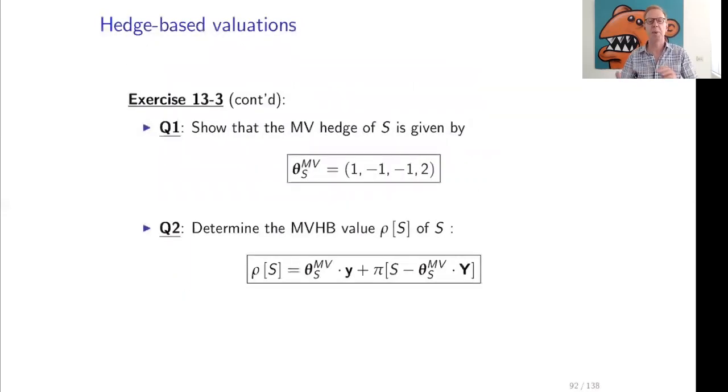You can imagine already what the first question will be. The first question is: show that the mean variance hedge of S is given by (1, -1, -1, 2). So now the mean variance hedge consists of 4 components, because there are 4 traded assets in the market, including the exotic option that we just defined.